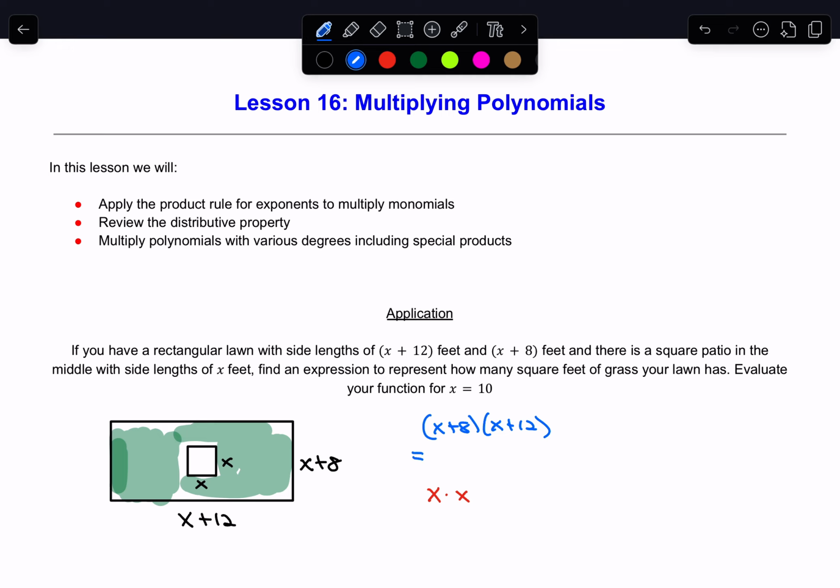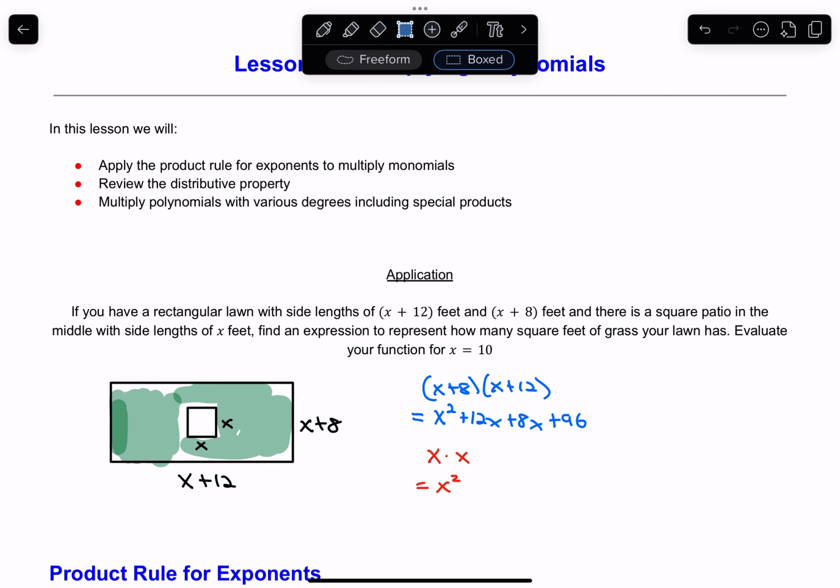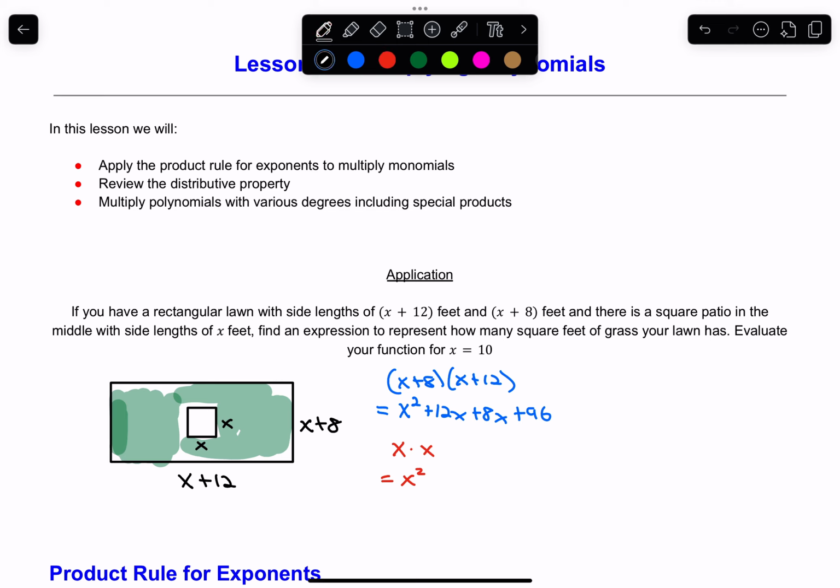So first, if I find the big area, x plus 8 times x plus 12, we distribute, we get x times x is x squared. X times 12 is 12x. 8 times x is 8x. And 8 times 12 is 96. The second one, x times x, real simple, is just x squared. And so now if we subtract these two things, that is going to give us the green area. So first, let's go ahead and simplify the blue one. I should have done that already. So that blue expression becomes x squared plus 20x plus 96.